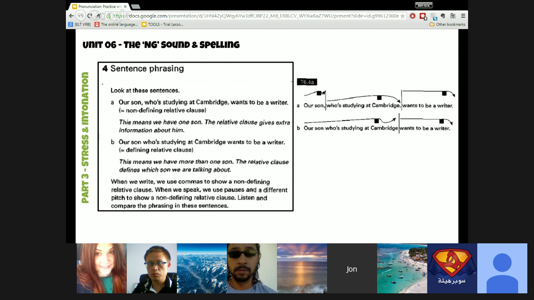Repeat the sentence. Oh my God, you can't remember? Our dog who is eating bad food wants to eat bad food. Wants to eat good food, no? Okay. You got it. But I need to hear the intonation. Okay. Our dog who is eating bad food wants to eat good food. It's not bad.